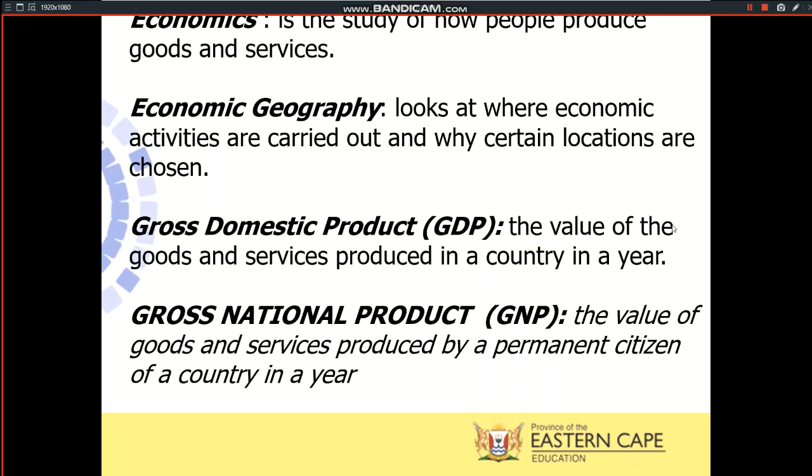Now learners, these are just some of the concepts that you need to know under the economic geography of South Africa. You need to go once again to your textbook, go to all the other concepts and go through them and see that you know them very well. Again, it is very easy to score marks if you know these concepts.